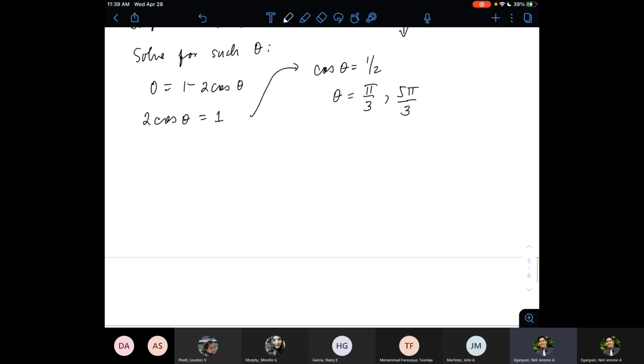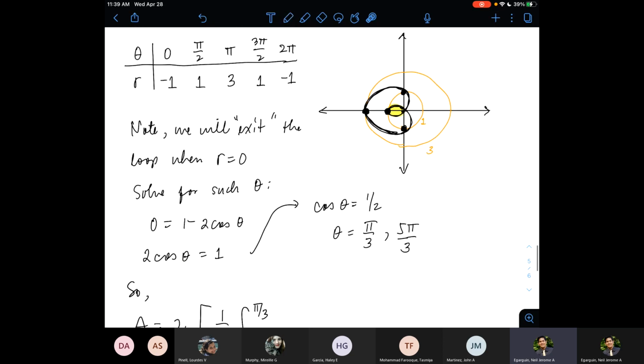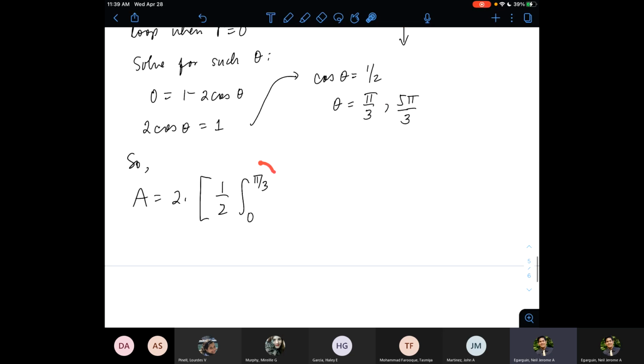So that means the area of the shaded region would be twice the area of 1/2 of that loop. But the area always has a mainstay 1/2, integral from 0 until pi over 3. Again, because the loop started at 0, and half of the loop will end at pi over 3 when we exit the inner loop. That's why I'm performing the integration there.